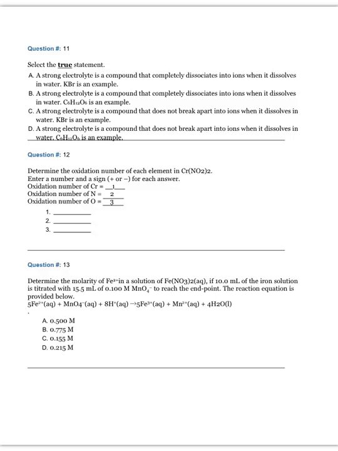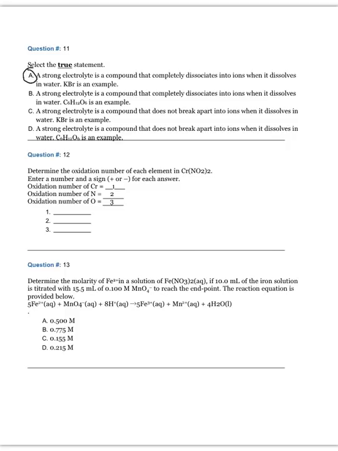Question number 11. Select the true statement. The correct answer is A. A strong electrolyte is a compound that completely dissociates into ions when it dissolves in water. Potassium bromide is an example.